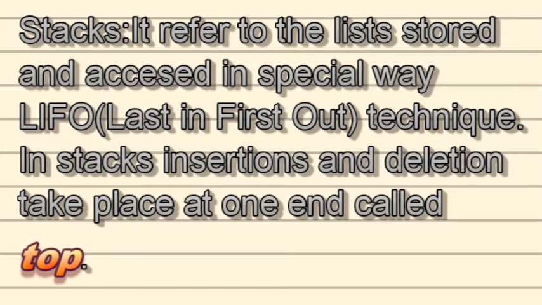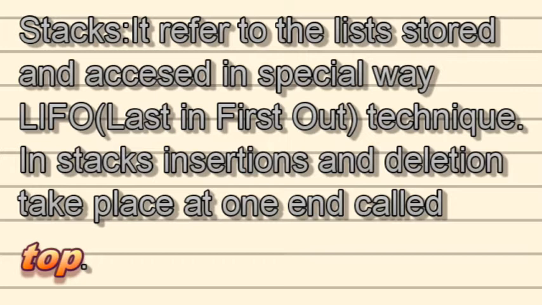Suppose you are keeping a pile of books. The first book that you kept is at the bottom, but the last book that you kept is at the top. So first of all, you need to unstack it from the top. That is last in, first out. The last book that you entered will be the first one to come out.